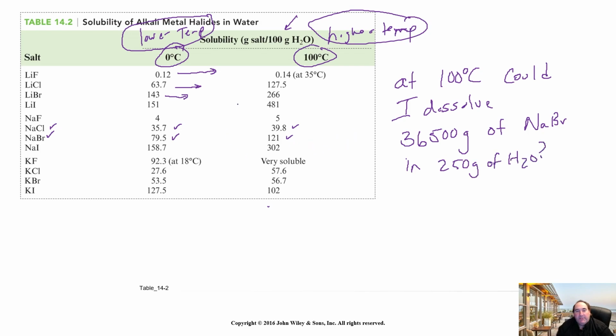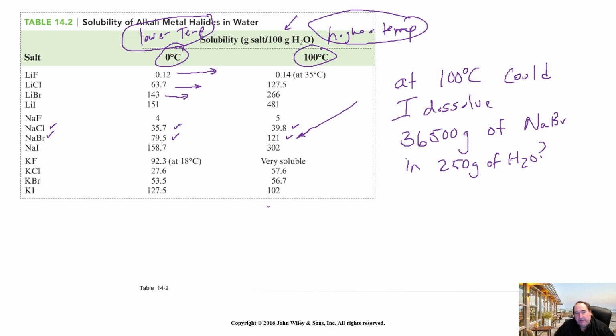All right, so use this chart. We're about here, I think, and see what you come up with. Decide, could I dissolve that many grams of sodium bromide in 250 grams of water at 100 degrees? So take a moment and see what you come up with. Okay, so let's see. How could we use this information?